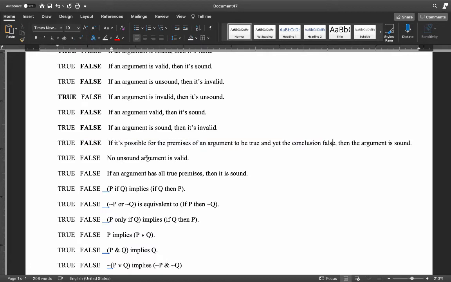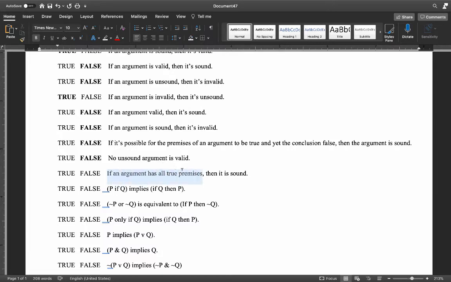Next, no unsound argument is valid. Well, that's false, because you can have valid arguments with false premises. So if I say, if I'm king of the United States, then my name is Stephen. I'm king of the United States, therefore my name is Stephen. That's an example of a valid argument. It has the form if P then Q, P therefore Q, but it's unsound. It's unsound because it includes the false premise that I'm king of the United States.